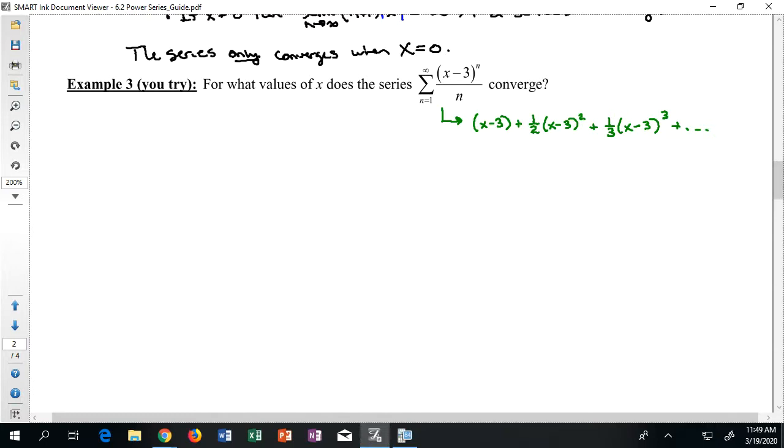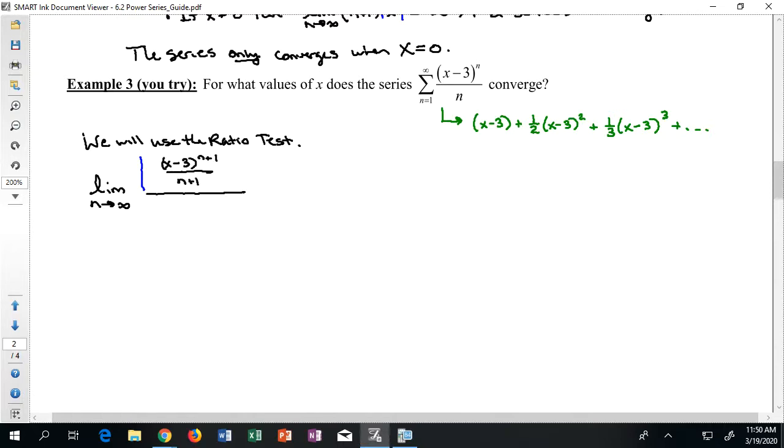Okay, I'm going to go ahead and show how I would use the ratio test here. And I'll start just by saying we will use the ratio test. All right, so let's see. I'm going to compute the limit as n approaches infinity. I'm going to set this up, put my absolute value bars down. So I'm going to have x minus 3 to the power of n plus 1 over n plus 1 in the numerator, and in the denominator, x minus 3 to the n over n.